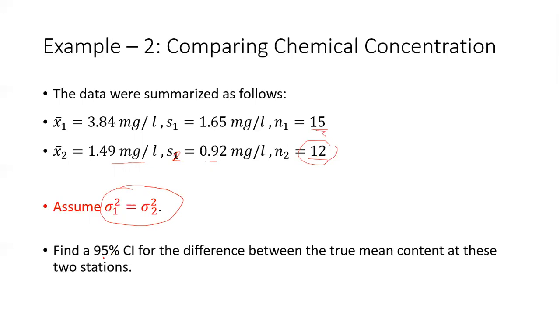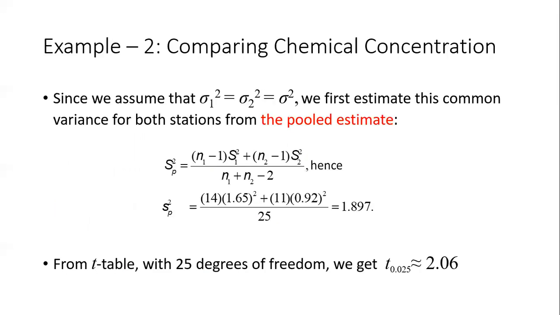Find a 95% confidence interval for the difference between the true mean content at these two stations. That is, find a confidence interval on mu1 minus mu2. Remember, since we assume the variances are equal to each other, we can use the pooled estimate, which is given by this formula. If you just plug in the values, the pooled estimate is equal to 1.897.